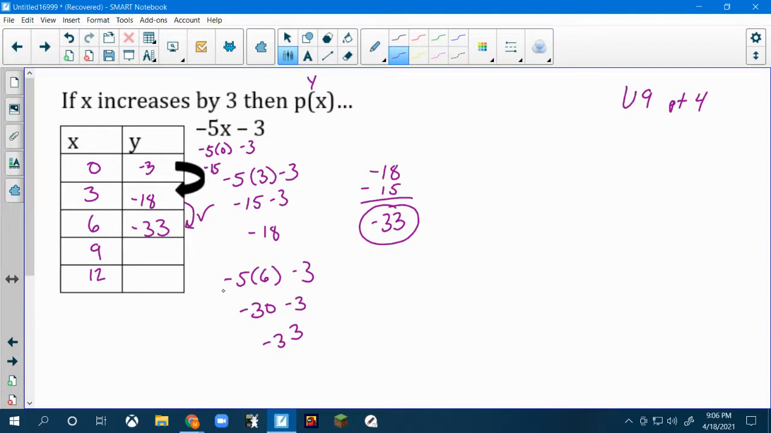Nice. It checks out. So if x increases by 3, then p of x decreases by 15. We just found our pattern. And we can just keep going. Minus 15 is negative 48. Minus 15 is negative 63.